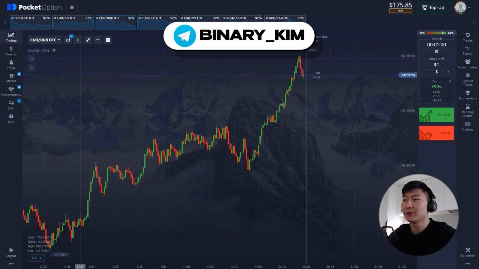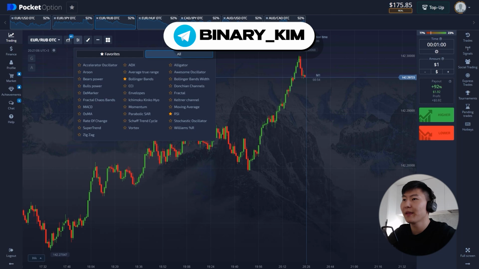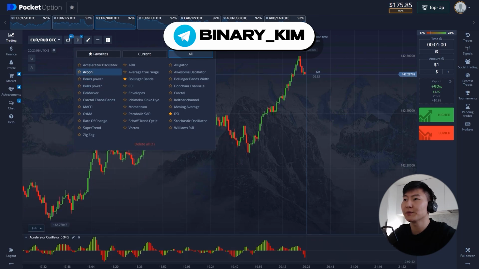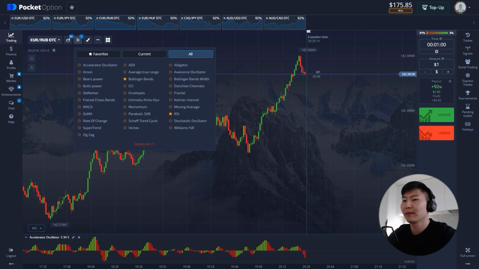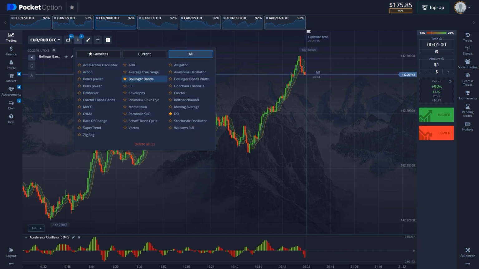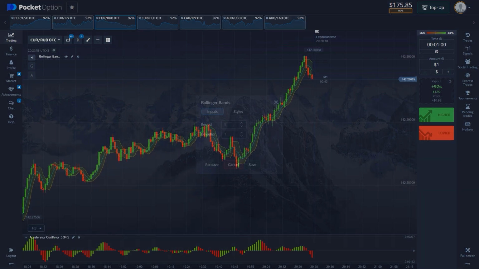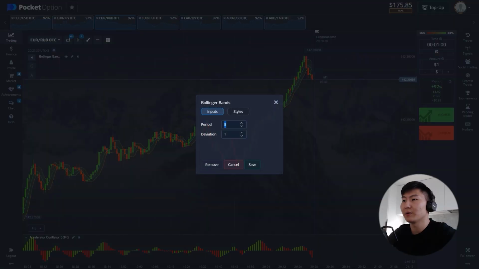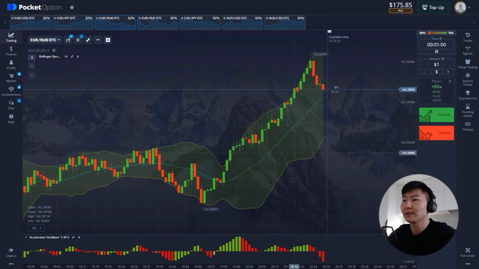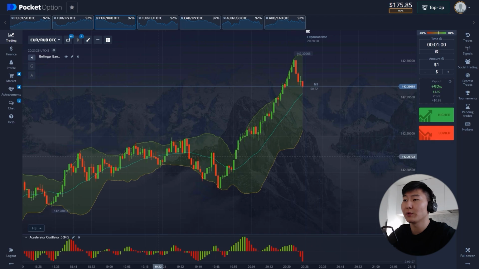We are gonna need only two indicators. The first one is accelerator oscillator, and of course we'd better use one of the channel indicators. For example, let it be the Bollinger Bands. We need to set the period to 20 and deviation to 2 on Bollinger. These are the most reliable settings, especially if you trade on a 1 minute time frame.